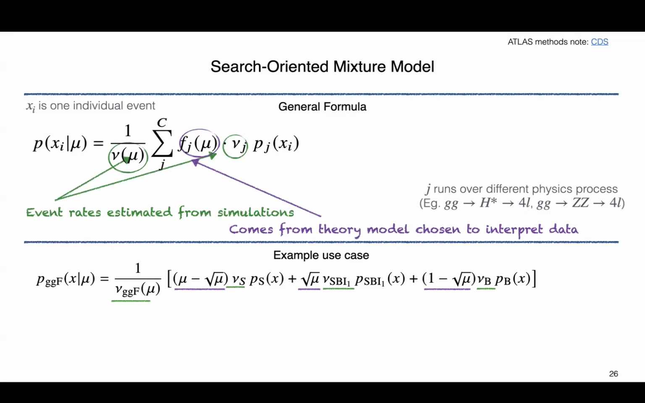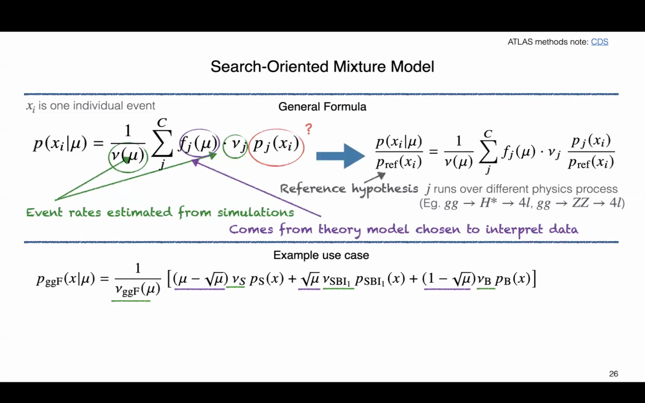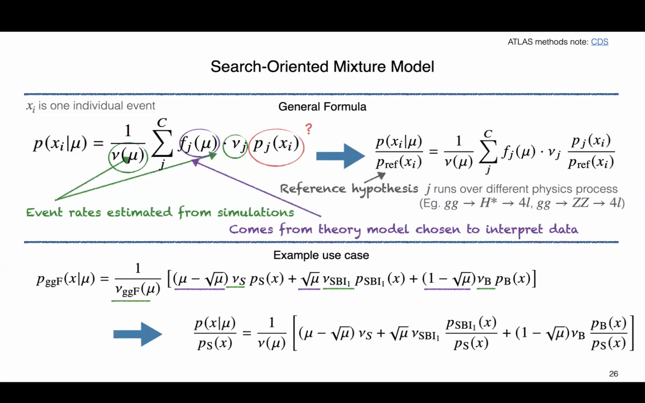Then come the nu's. These are the event rates which you get from your simulations. So again, they're estimated just from counting the total events you expect from simulations. Nothing fancy to do there. So the only challenging one is to calculate the probability of this event given some physics process J. And to do that, we're going to use a trick. We're going to divide on both sides by a reference hypothesis, which in this example is just going to be the signal process. Okay, this choice is completely up to you because I'll show you later that it doesn't matter, it cancels out. But numerically, certain choices are smarter to do. I'll talk more about that later.